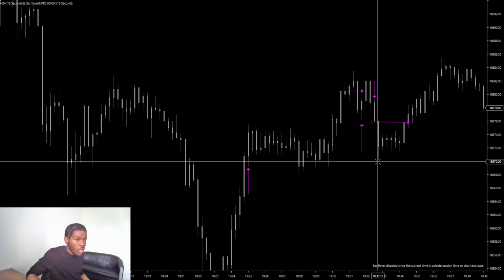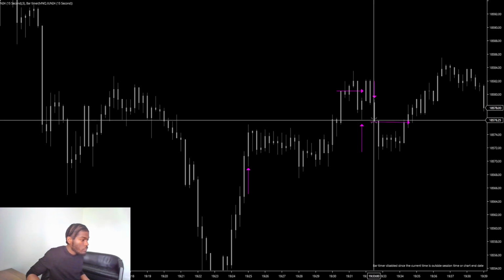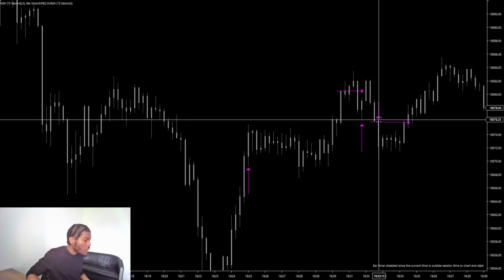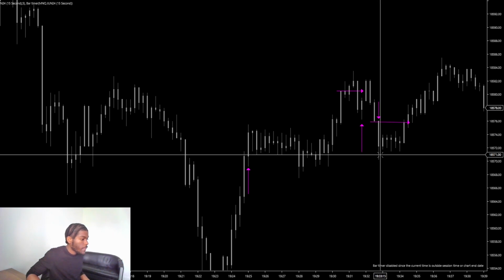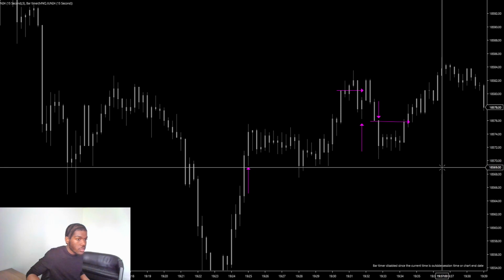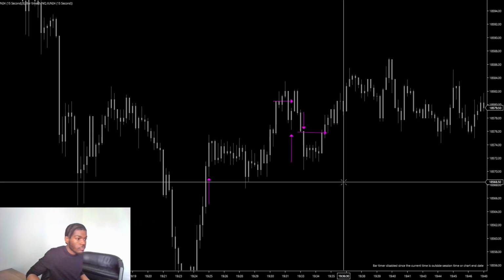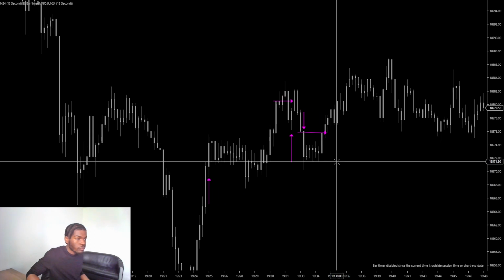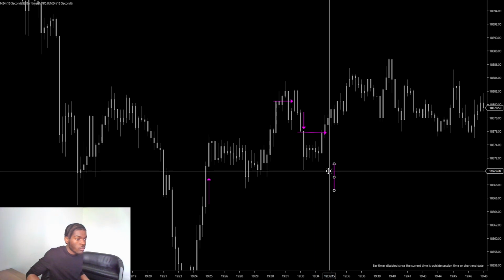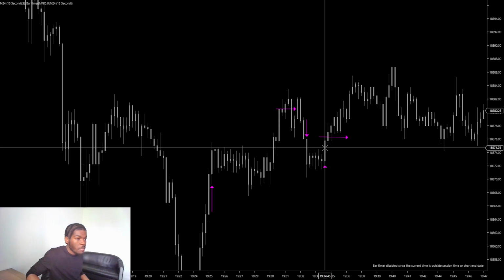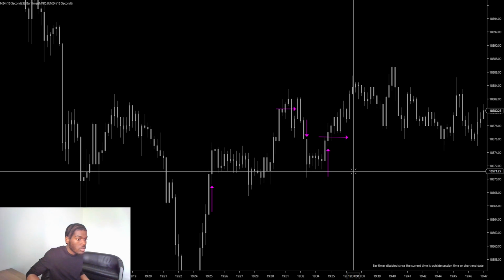We see a move below the previous down candle's low, meaning that this down candle is now the last down candle. This is the last down candle. We see an up candle. We see a move above the previous up candle's high. This is now the last up candle.